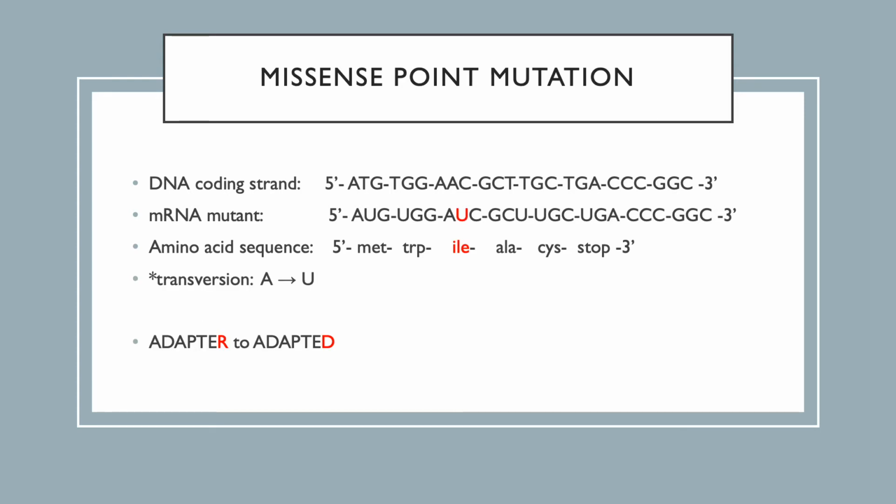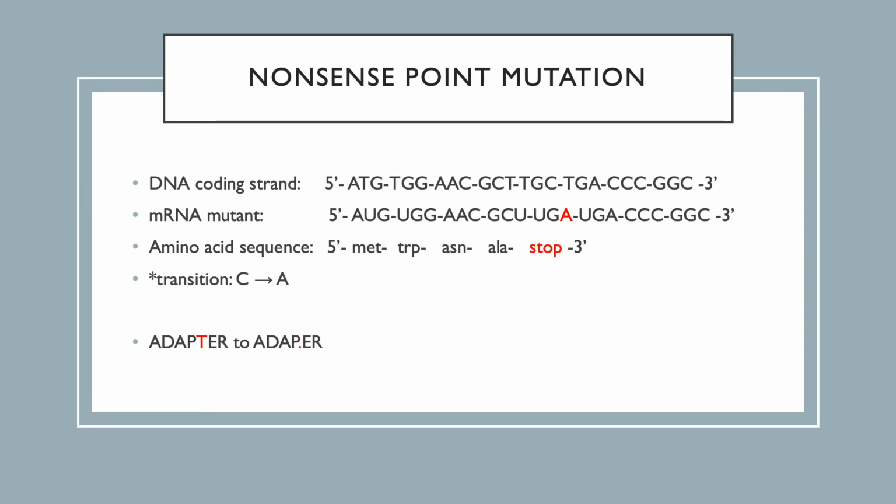So we still have the same DNA sequence, but now there is a mutant mRNA sequence that represents a missense mutation. A missense mutation is defined by a base substitution that changes the amino acid, which could lead to changes in the protein structure or function. This is also a transversion point mutation because the base is changed from a purine, adenine, to the pyrimidine, uracil. Now after the missense mutation, the word adapter has changed to adapted, which has a different meaning.